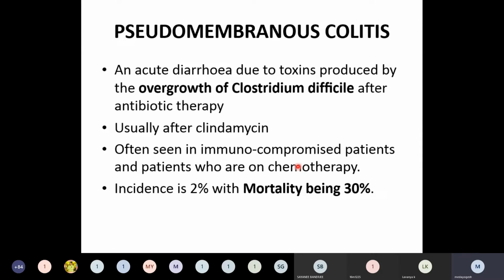So coming to pseudomembranous colitis, it's an acute condition with diarrhea, which is produced by the overgrowth of Clostridium difficile and production of its toxins, usually resulting after antibiotic therapy. Commonly seen after the usage of clindamycin and sometimes with other antibiotics also. It is often seen in patients whose immunity is compromised and patients who are on chemotherapy for some cancers. The incidence is around 2%, with mortality higher, around 30%.